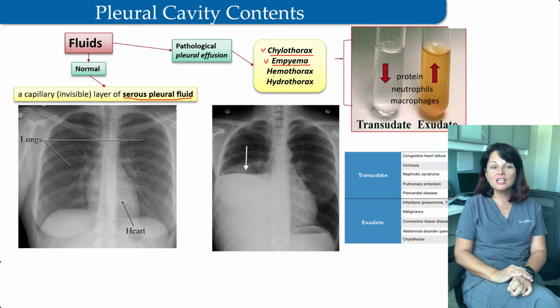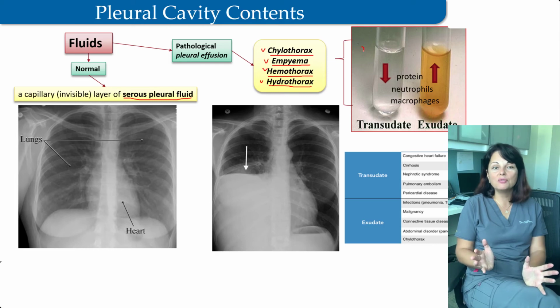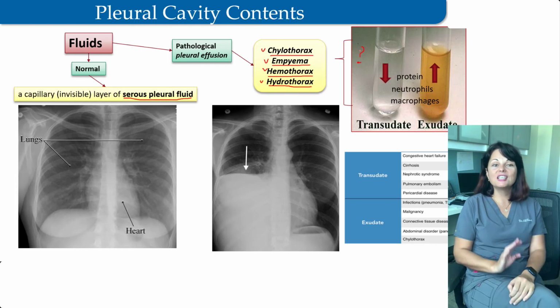This condition is known as empyema of pleura. If blood accumulates here, we call it hemothorax. Accumulation of aseptic serous fluid leads to development of hydrothorax. If you don't know what exactly is inside of the pleural cavity yet, just describe it as a pleural effusion.